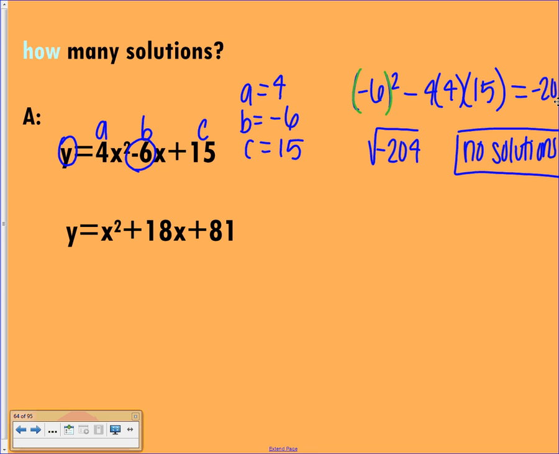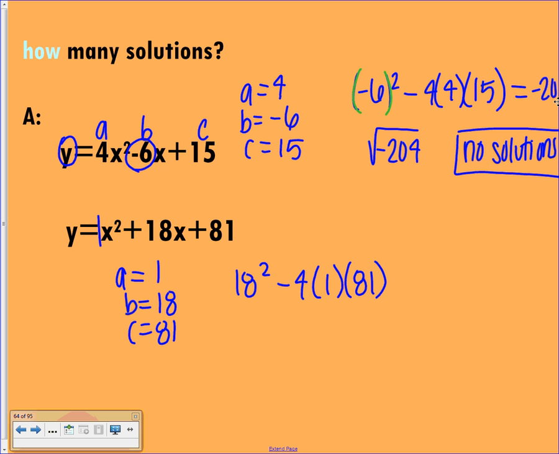Let's try that second little bullet, x squared plus 18x plus 81. This time a is the number in front of my x squared, so that's an imaginary 1. B is the number on my x, so 18, and C is the number at the end, which is 81. If I look at b squared, I've got 18 squared minus 4 times a, which is 1, times c, which is 81. If you calculate that out, you should get 0. That's the part underneath the square root, so you're really getting the square root of 0. Notice in the formula it says plus or minus. If you plus or minus 0, it's still the same number. So this time you only get one solution.